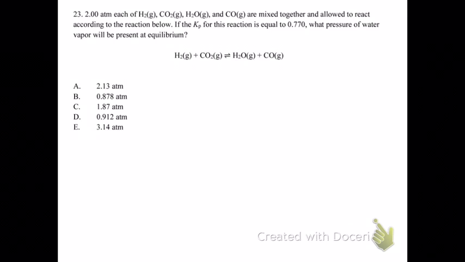We're going to write out ICE next to our table. Classic. And then our initial amounts of everything: we're told that everything is 2 atmospheres. So this is 2 atmospheres, and this is 2 atmospheres, and this is 2 atmospheres, and this is 2 atmospheres.